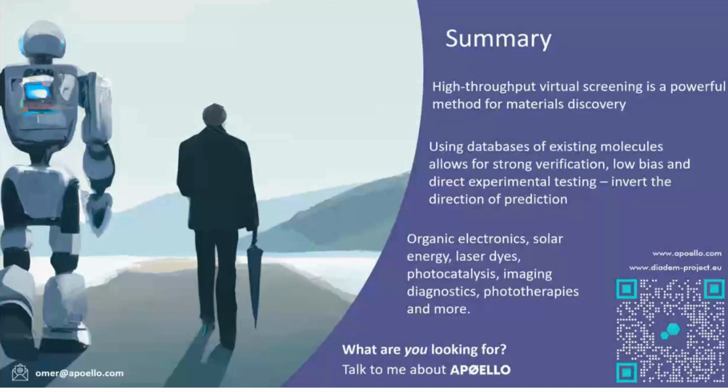So just to summarize, high throughput virtual screening is a very powerful method for materials discovery. You can use databases, especially of existing molecules, which allows for strong verification, especially through rediscovery and direct experimental testing, and of course, low bias in those databases as well. And crucially, we are inverting the direction of prediction now. You're looking for molecules based directly on the property, rather than the other way around. We're not assuming that you already know the molecule and you're trying to compute their properties.